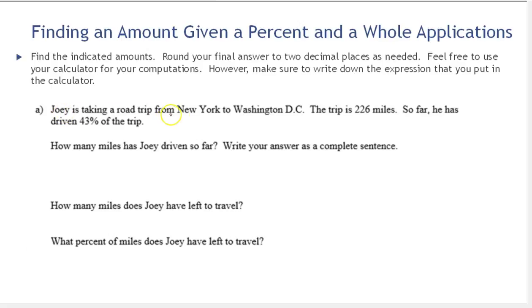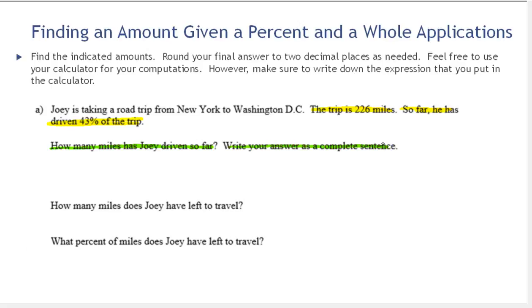Joey is taking a road trip from New York to Washington, D.C. The trip is 226 miles. So far, he has driven 43% of the trip. Now here's our question: how many miles has Joey driven so far? And we want to write our answer as a complete sentence.